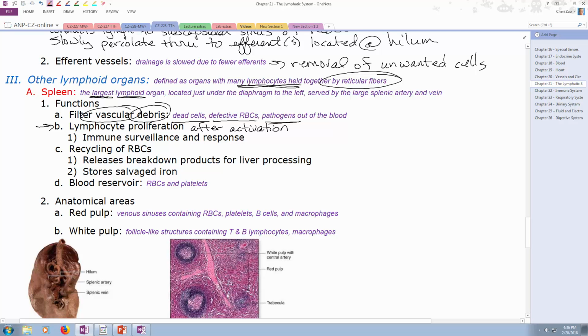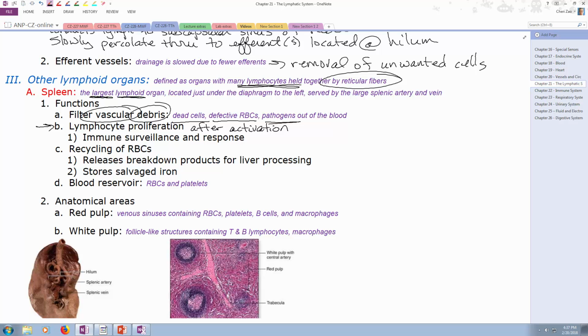So that's why in the notes it says immune surveillance and response. Some bad stuff gets into the spleen. It comes into contact with our macrophages, our dendritic cells, and our lymphocytes. That will activate them. They'll turn on, and then they'll proliferate or have mitosis occurring, and then actually start to do their job for us.